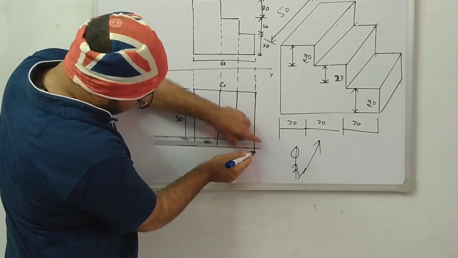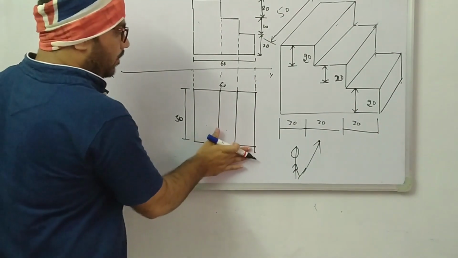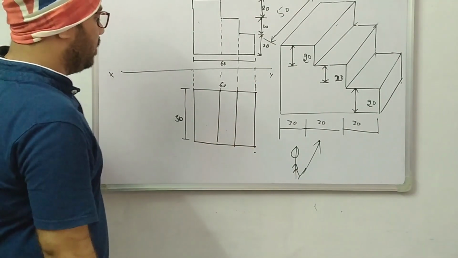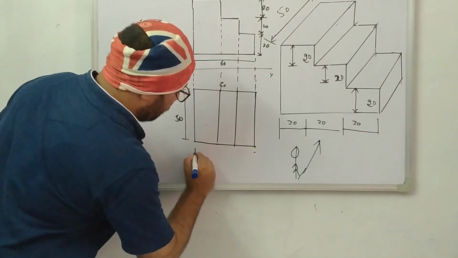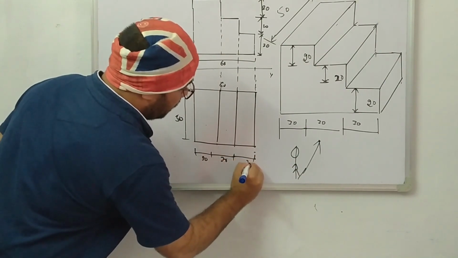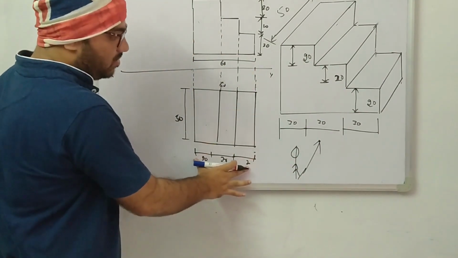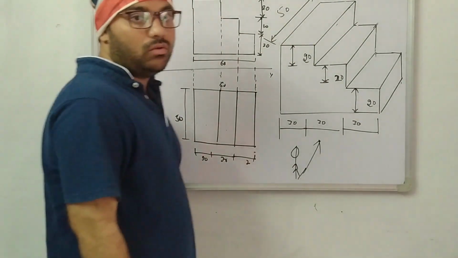Now I join the line. So these are the steps you are going to see. So this is 50 and this length is how much? 30, 30 and 30. So the length is 60, here the length is also 60 and you are matched with this. Now we are going to draw the side view.